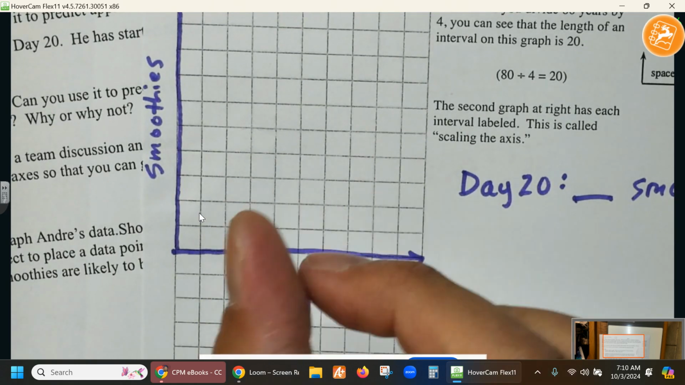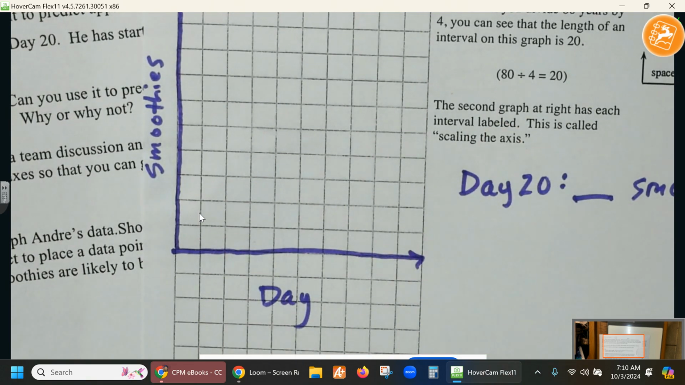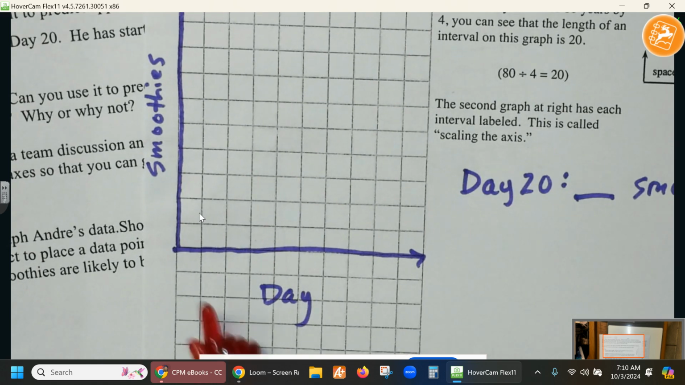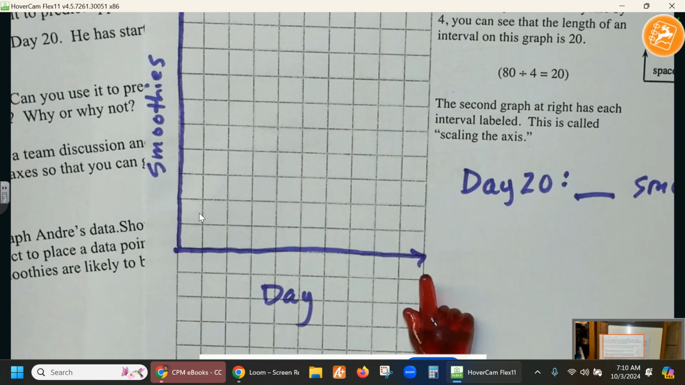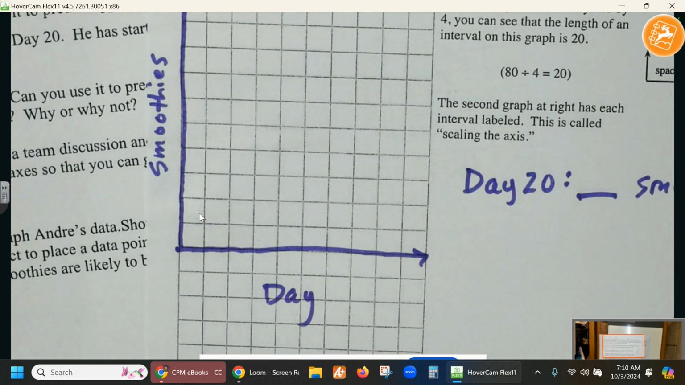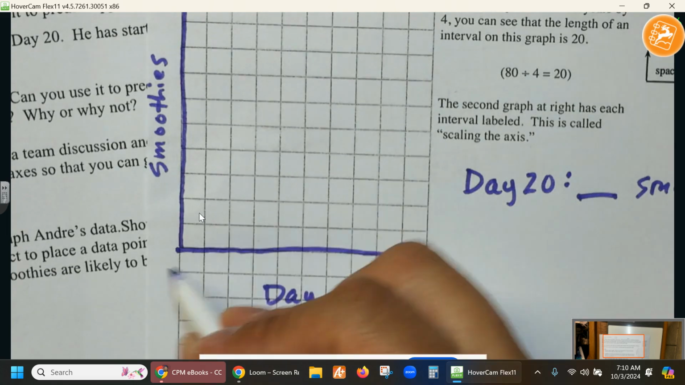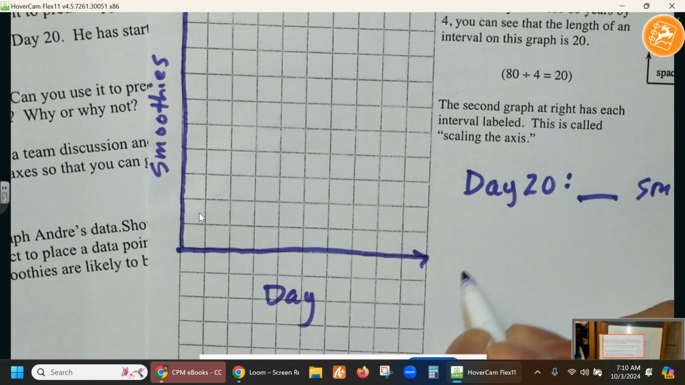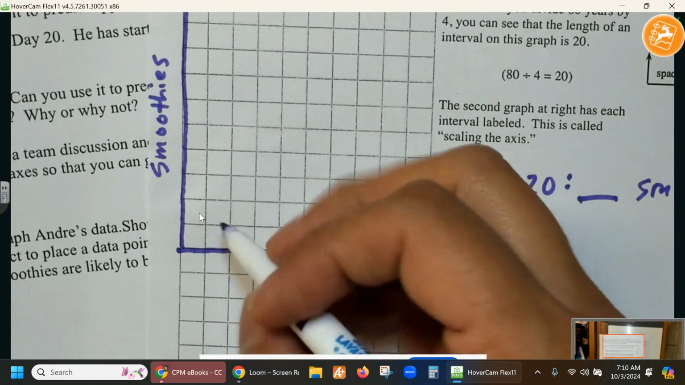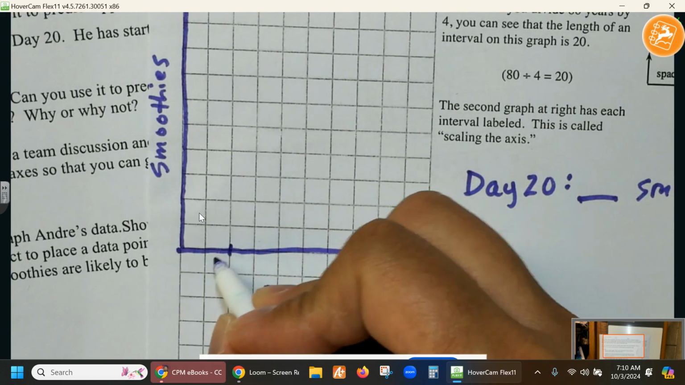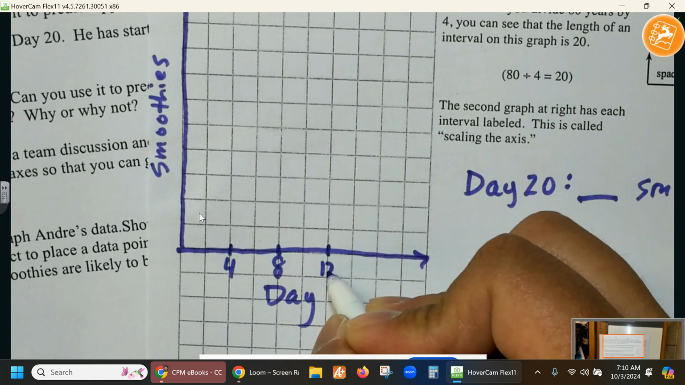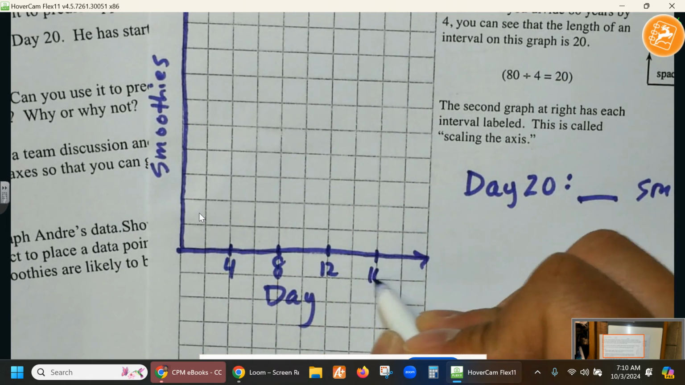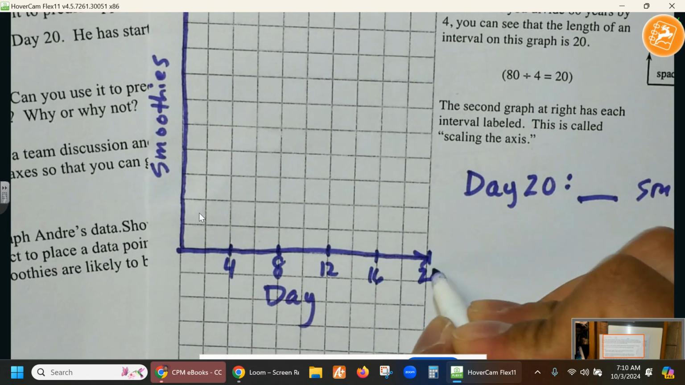So what can we do to spread out our data? Remember, in a previous lesson, we talked about how we can spread out the data to make it easy to read. If we want day 20 to show, it's got to be somewhere around here. A good way to do this, since there are 10 intervals here, is to count by 2s. So 2, 4, 6, 8, 10, 12, 14, 16, 18, 20.